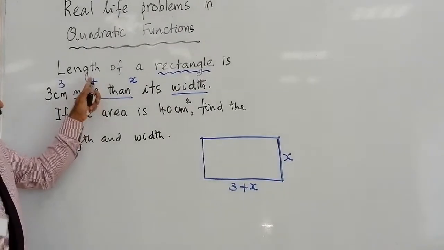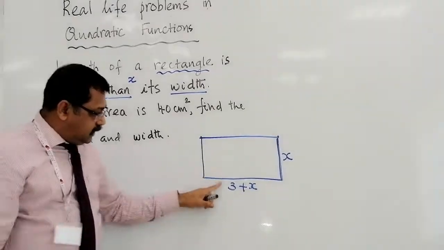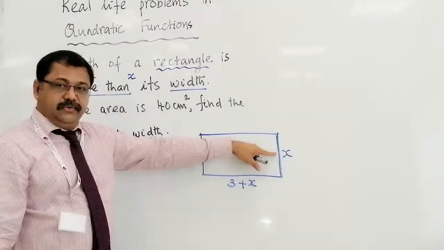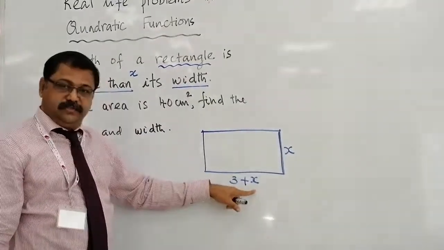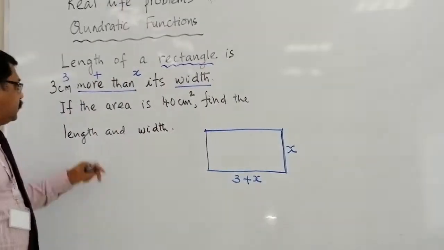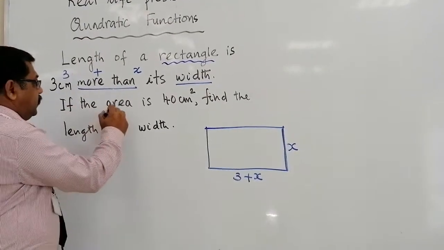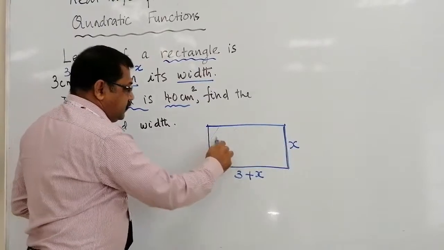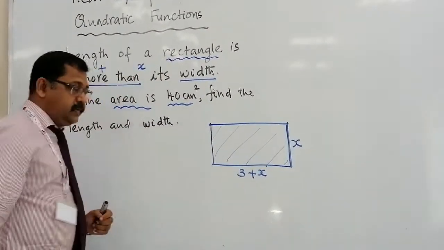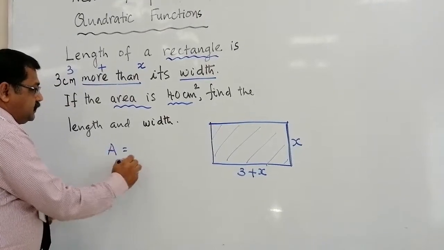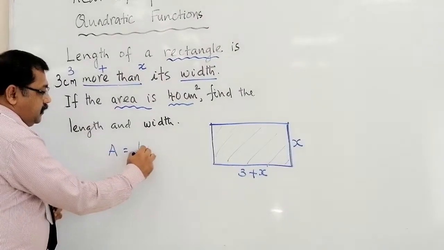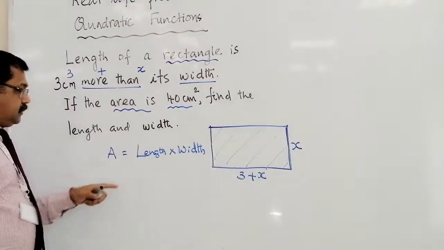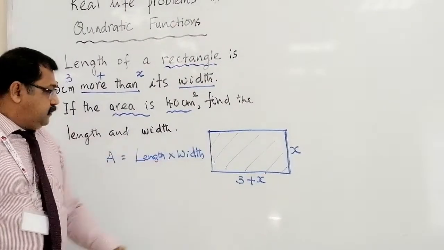That's the question described here. The length of the rectangle is 3 more than its width. So width is x. So 3 more than x means 3 plus x. That is length. Now the second part, if the area is 40 centimeters square, area means the measurement inside this rectangle. We know the formula for area is length multiplied by width. This is the formula to find the area of the rectangle.